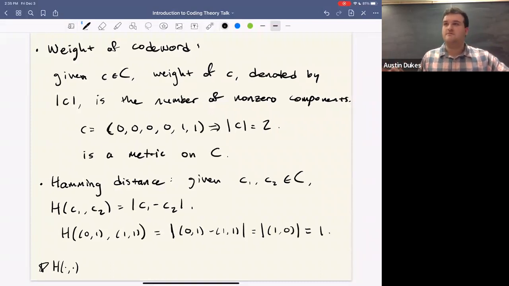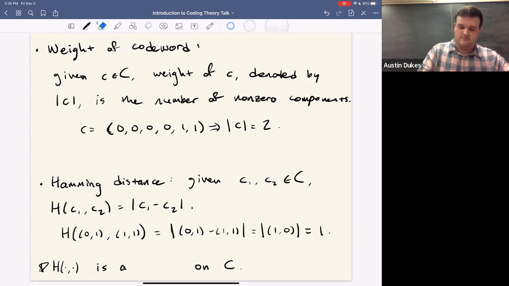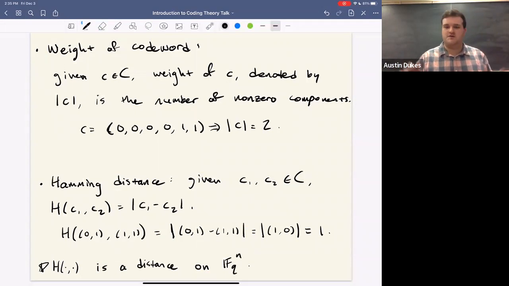So this is a well-defined distance focused on the entire F2, yeah? Yes, right, yeah, for sure. And C is, yeah, just not necessarily the whole thing. But definitely it's a metric on, or it's a distance function on the whole thing. Given n, of course. All right, cool. So that is the idea.